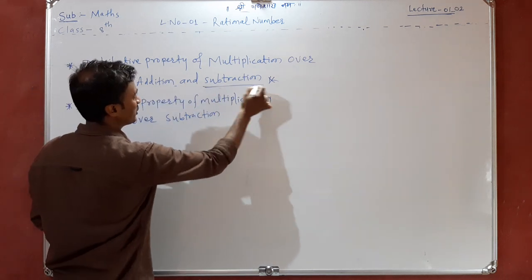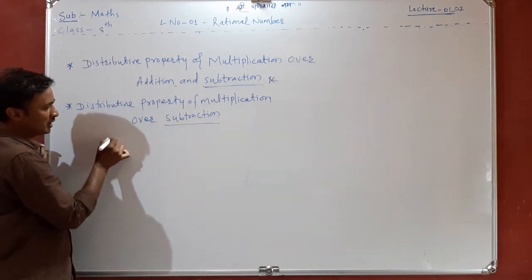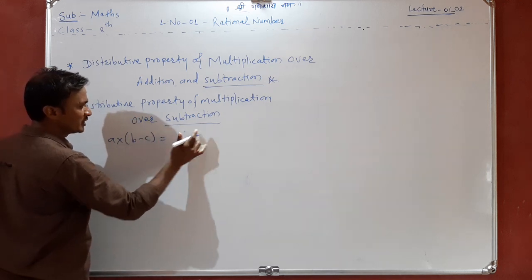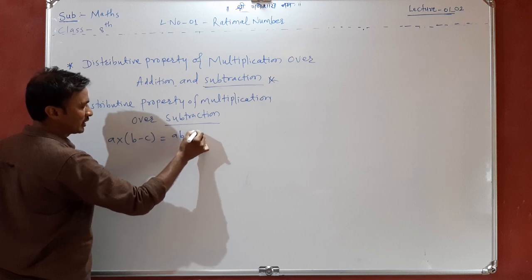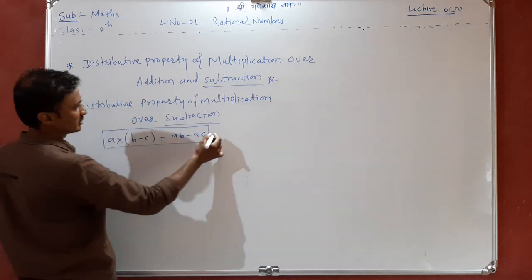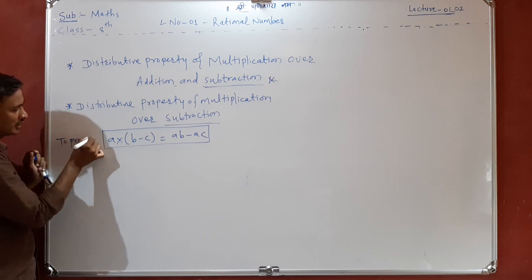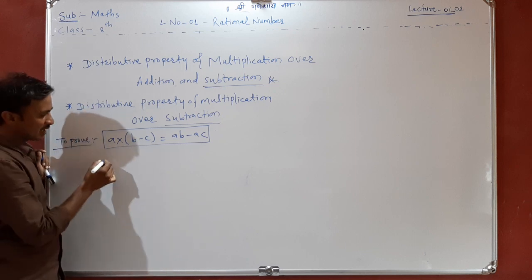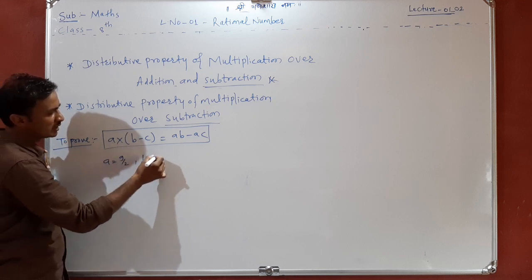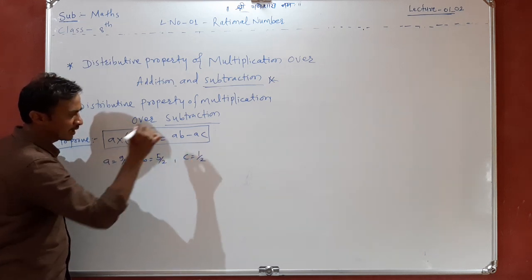Now we have to learn this property, we have to prove that property for the subtraction. Now see in the subtraction property, A multiplied by in bracket B minus C is equal to A into B, means we can write directly AB minus AC. That we have to prove while taking any three rational numbers. Consider as in the last example A is equal to 9 by 2, B is equal to 5 by 2, and C is equal to 1 by 2.